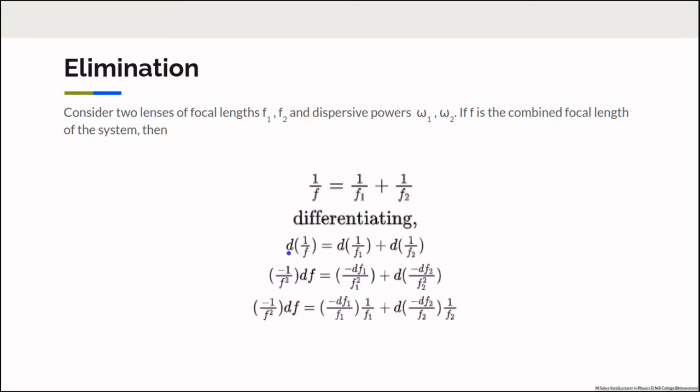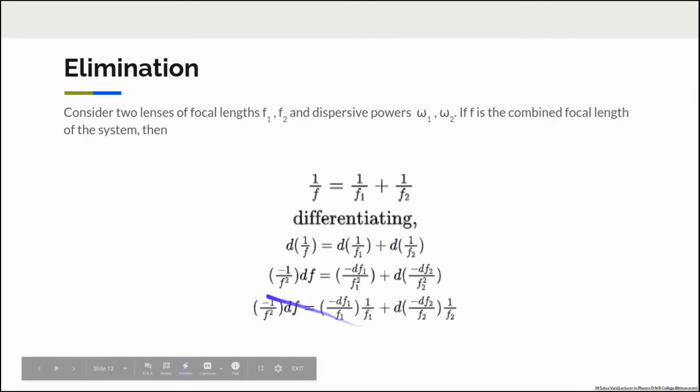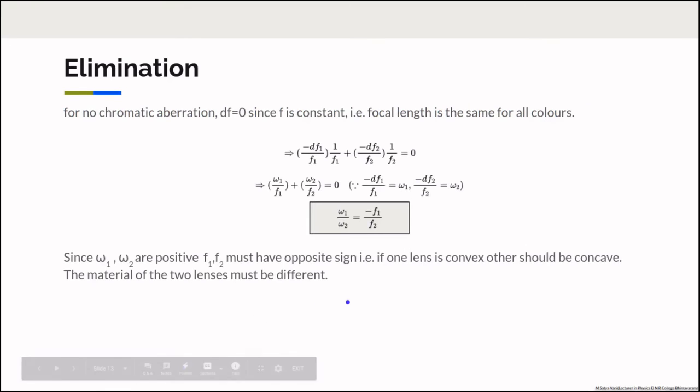This is just like d by dx of 1 by x, and we know that the derivative of 1 by x is minus 1 by x square into dx. Similarly, we get the derivative of 1 by F is equal to minus 1 by F square dF, and this is the same as this quantity. Then if you simplify this equation, you get this equation. Minus 1 by f1 square is written as 1 by f1 into 1 by f1.